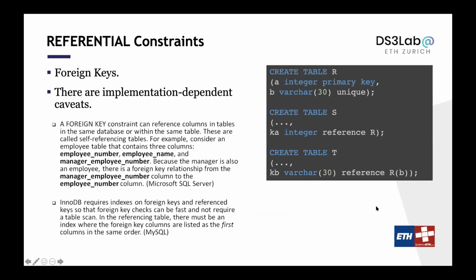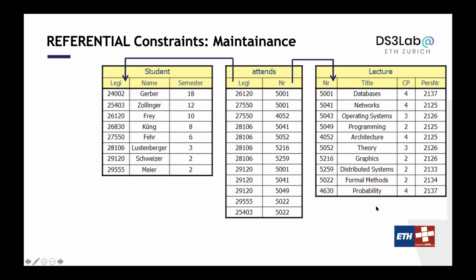Cool, great. One thing that's interesting about foreign key constraints is that you can actually try to automatically maintain them in some way. So let's look at this example. Assuming I have a student table, a lecture table, and an attendance table, there are two foreign key constraints. The student ID in the attendance table is a foreign key referring to the student ID of student, and the lecture number attribute of attendance is also a foreign key referring to the lecture ID.